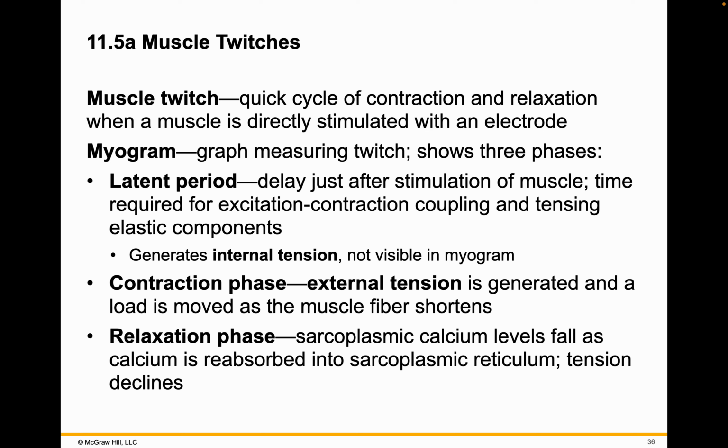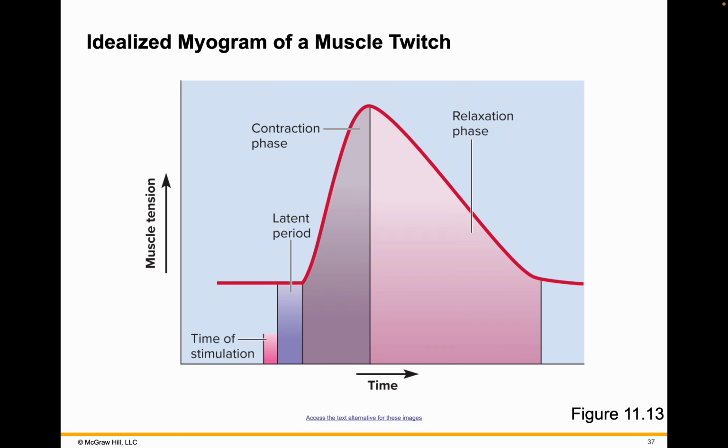The latent period is a delay just after stimulation of the muscle, the time required for excitation-contraction coupling and tensing elastic components. It generates internal tension, but it's not visible movement on the myogram. In the contraction phase, external tension is generated and the load is moved as the muscle fibers shorten. And in the relaxation phase, the sarcoplasmic calcium levels fall because calcium is reabsorbed into the sarcoplasmic reticulum, and the tension declines. And that is shown in this graph.